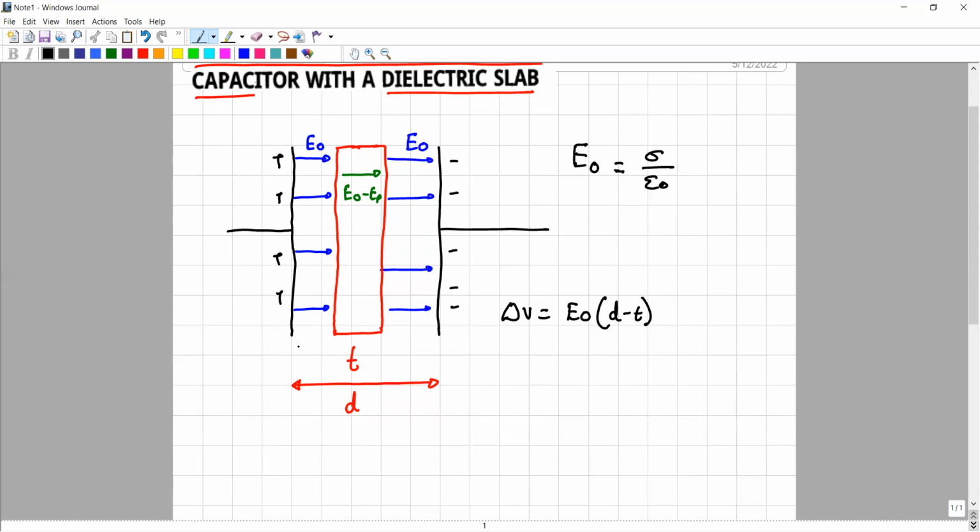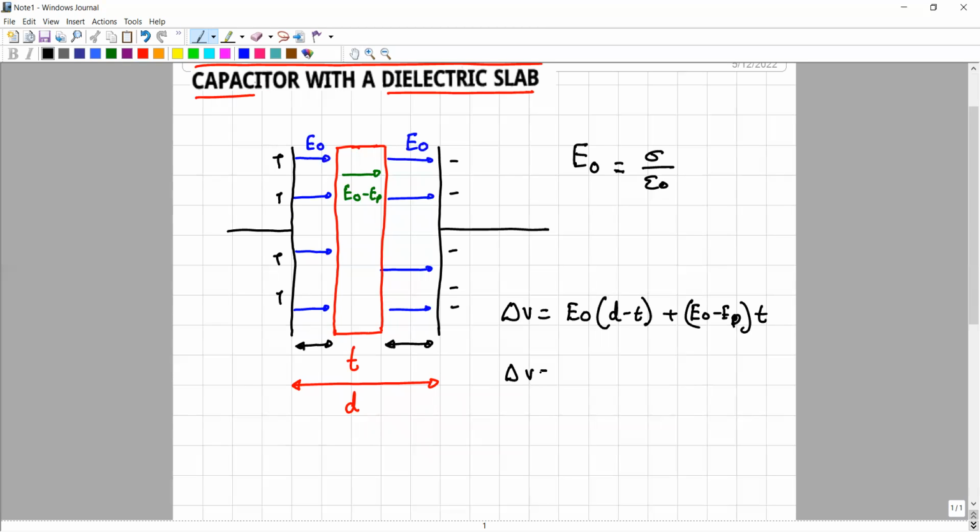Because we can see that E naught, the electric field, only exists in this region. And you can see this region is actually D, the distance between the plates, minus the thickness of the dielectric. So this region is D minus T, plus the electric field that is in the dielectric, that is E naught minus EP, into T. So this is my potential difference.